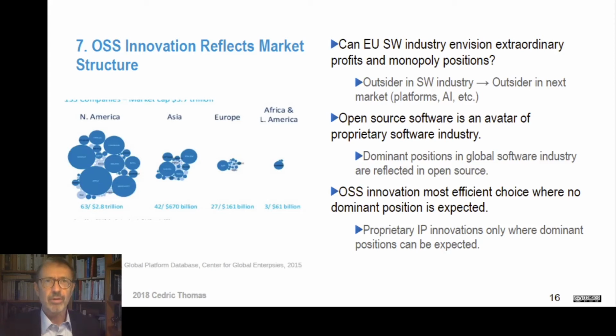Next is related to the shape of the structure of the industry. Well, open source software is an avatar of the proprietary software industry, and the proprietary software industry being dominated by the North American industry, open source software is also kind of driven by North American interest.